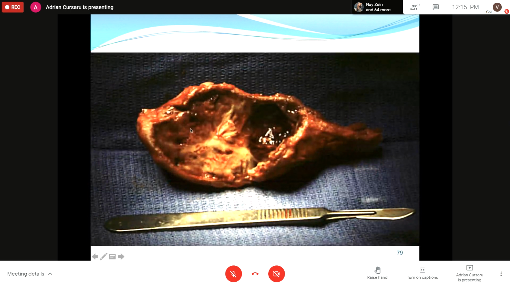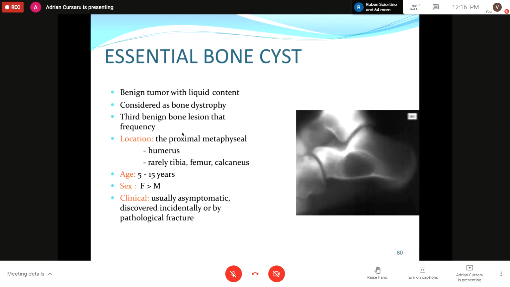The soap bubble aspect, the big osteolysis, you can see on the X-ray, and you can see that type of lesion very well with the hemorrhage here. You can see it very well after the resection. That's the aspect of the cyst, the soap bubble aspect, with a big osteolysis.